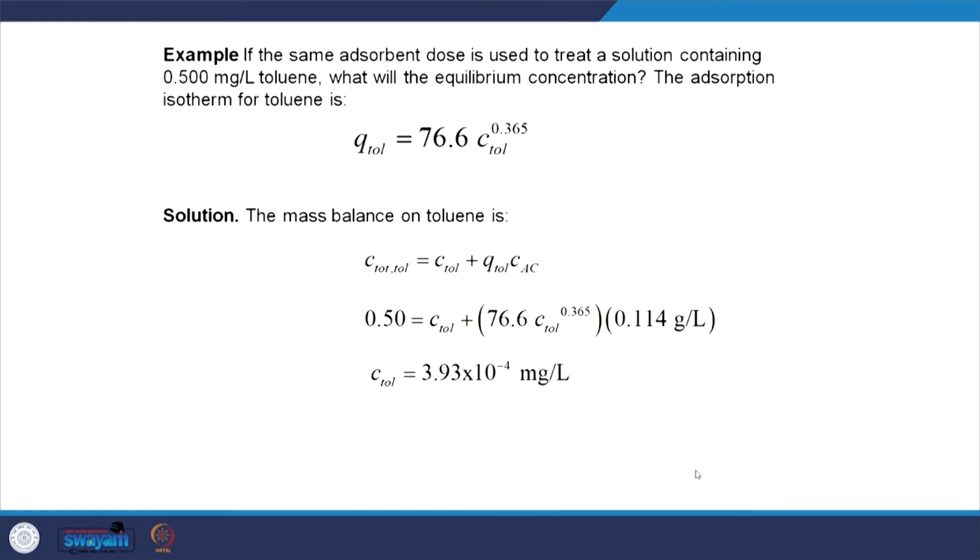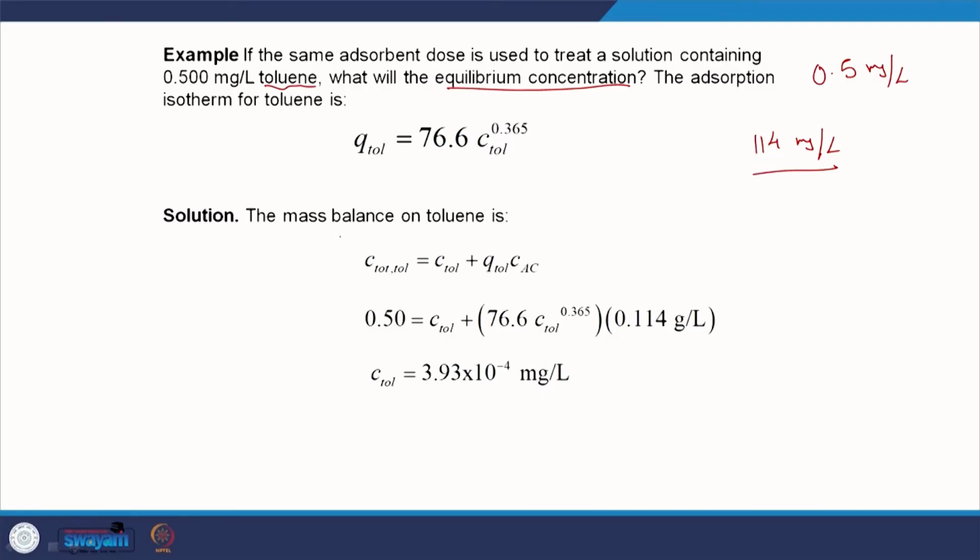Let me move on. So, another example, if the same adsorbent dose is still the same, meaning 114 milligram per liter is still used to treat a solution containing initially 0.5 milligram per liter of toluene, right. Again another hydrophobic compound, benzene too is a relatively hydrophobic compound. What will be the equilibrium concentration? Here they are not asking us how much activated carbon to use, but they are saying this is the amount of activated carbon that you have, or the mass per volume of the solution, and if my toluene is there instead of benzene at this concentration, what is the final one going to be at equilibrium?